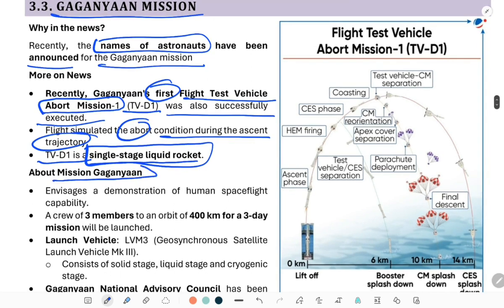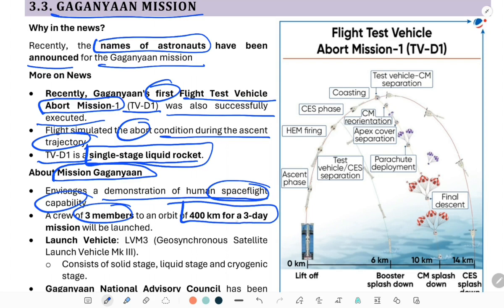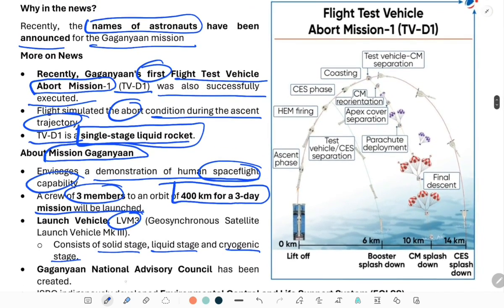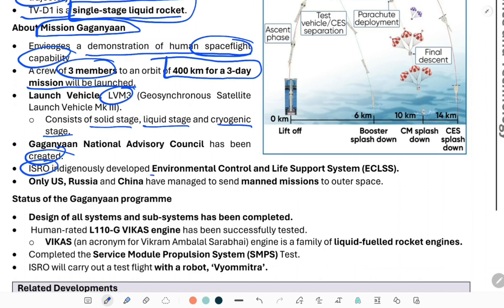This big mission, Gaganyaan, envisages the demonstration of human space flight capability, with a crew of 3 members to an orbit of 400 km for a 3-day mission. The launch vehicle is the LVM3, which consists of a solid stage, a liquid stage and a cryogenic stage. The Gaganyaan National Advisory Council has been created. ISRO indigenously developed the environmental control and life support system. Only the US, Russia and China have managed to send manned missions to outer space.